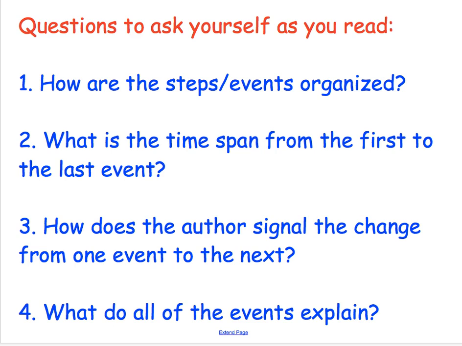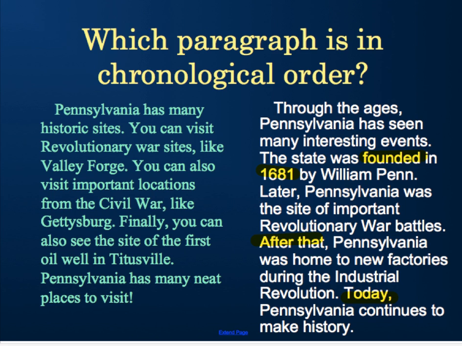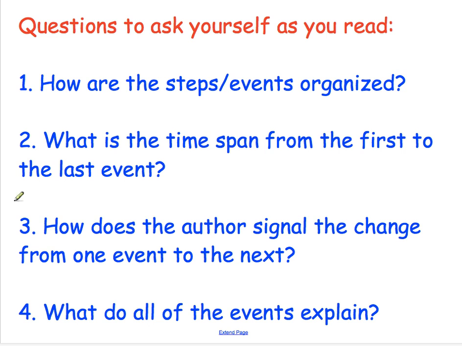When you're reading a chronological text, these are some things you want to be looking for. First of all, how are the steps organized? This one is written in one big paragraph. So they're not organized like you would see in directions, where it would have step 1, step 2, step 3, step 4. But it's written in one paragraph, and it uses those transition words of after that, today, and it gives some dates to help us understand what order it goes into.